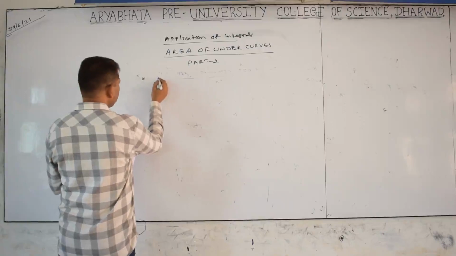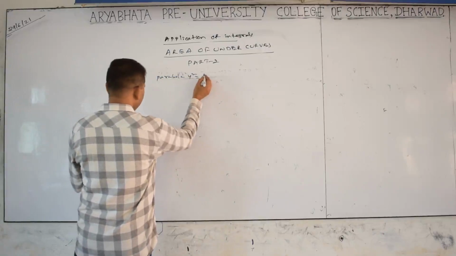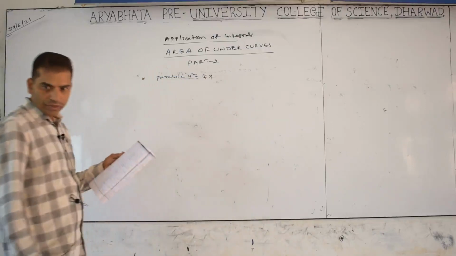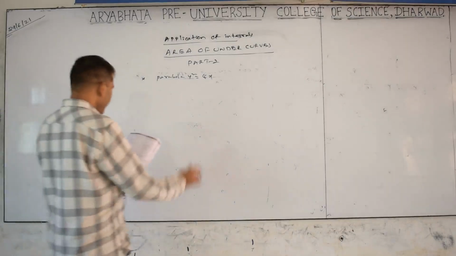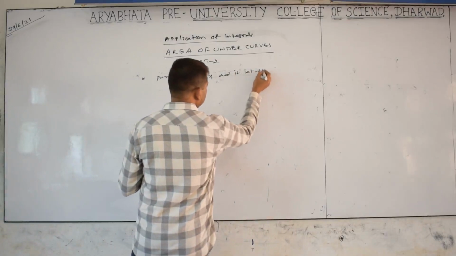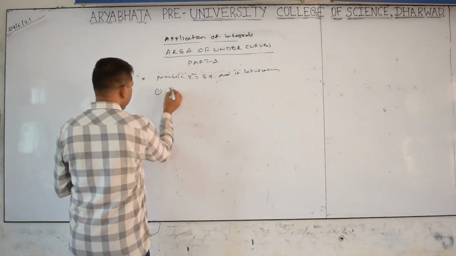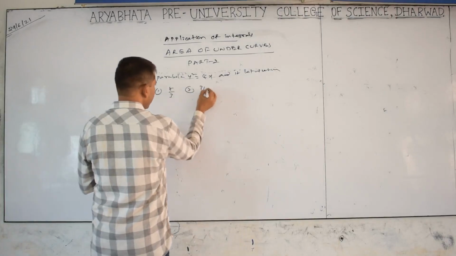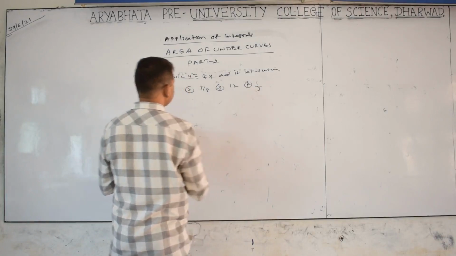Next. The area bounded by the parabola y square equal to 4x and its latus rectum. Option 1, 8 by 3. Option 2, 3 by 8. Option 3, 12. Option 4, 1 by 3.